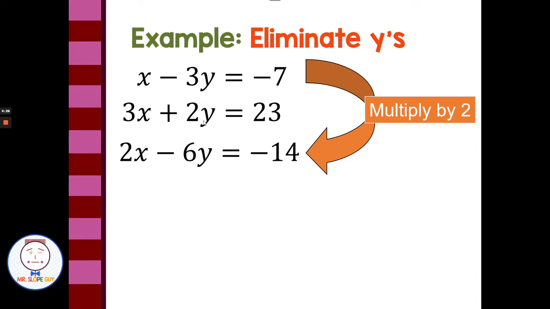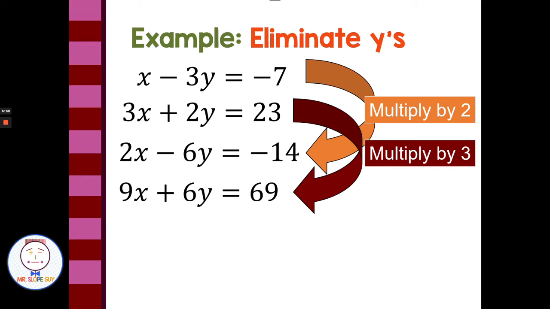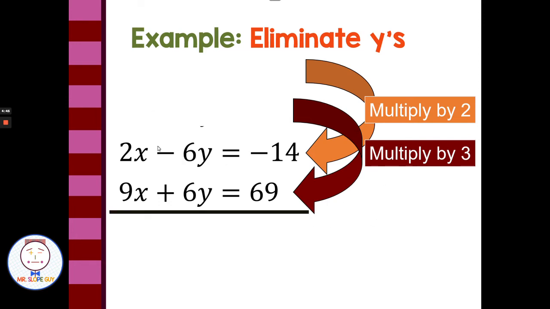And to get this 2y to become a positive 6y, I want to take that second equation and multiply by 3. Now make sure you multiply every term by 3. Some people will forget to multiply this term on the other side of the equal sign. 23 has to multiply by 3 to get 69. Then we can do our elimination, and if we pick the correct numbers, and we did, the y's cancel out.